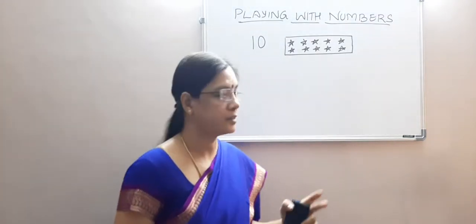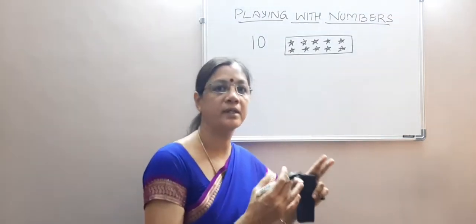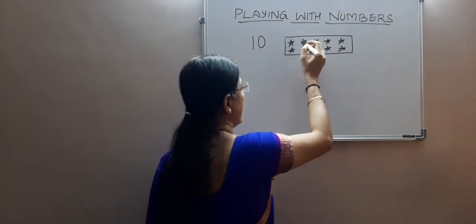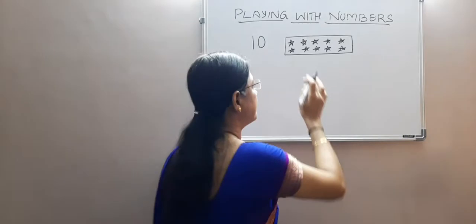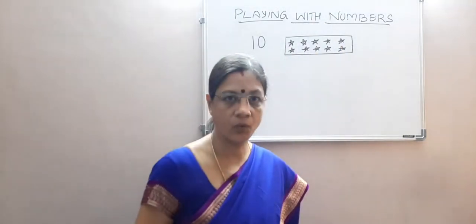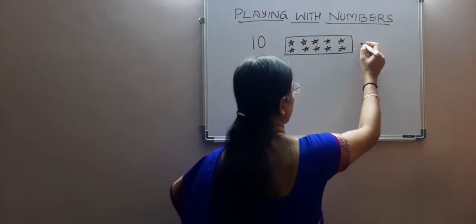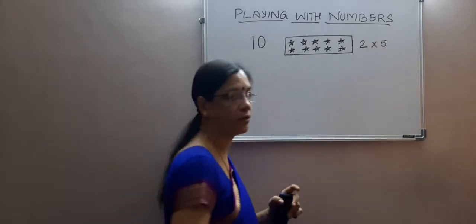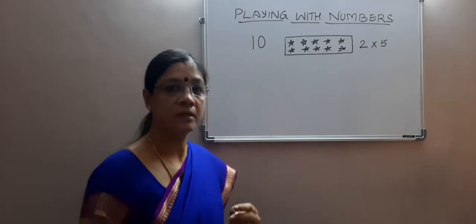I am able to see 10 stars, and they are arranged in a particular fashion, that 5 stars occupy each row. Okay, so how many rows do they have? They have 2 rows, and how many stars in each row? There are 5 stars. So this is how I represent 10.